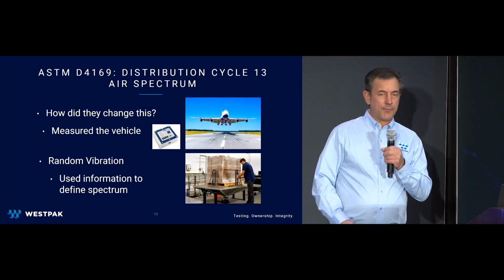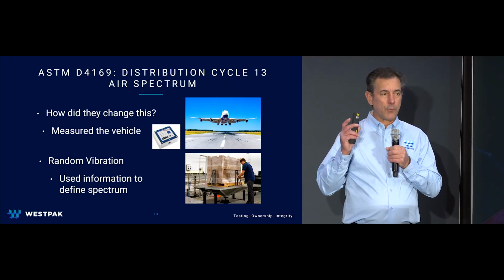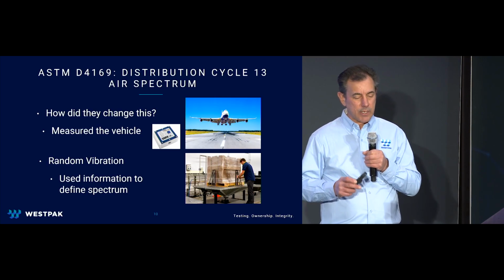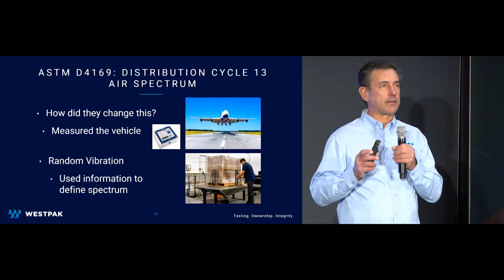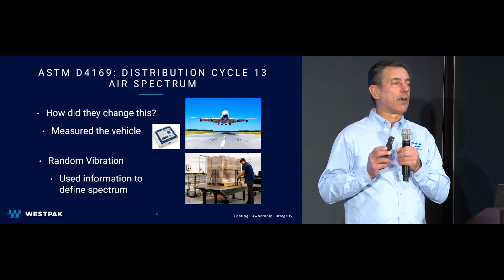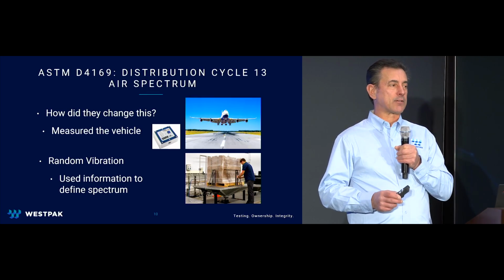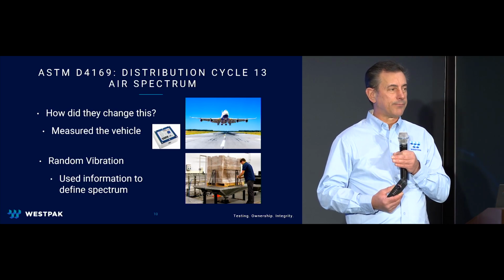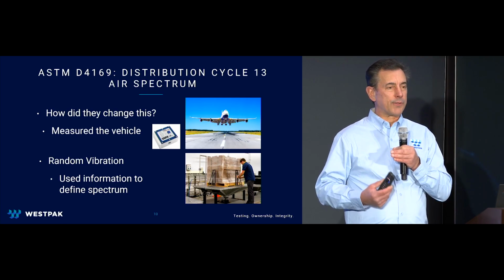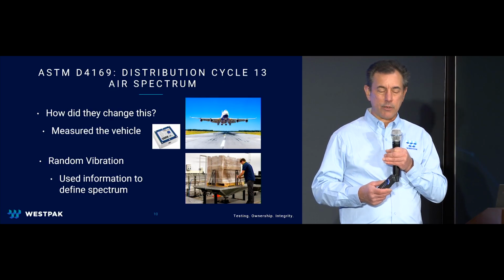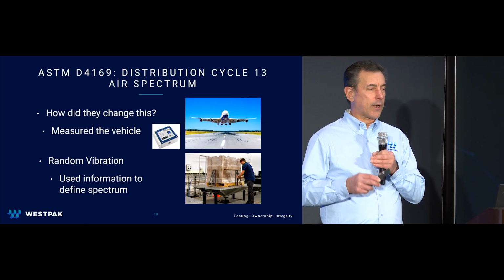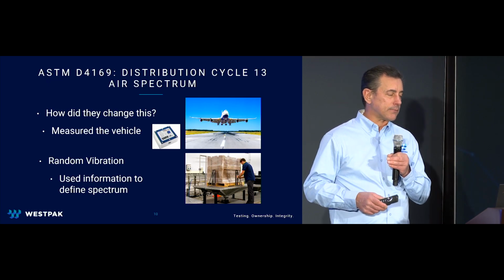So in D4169, we have distribution cycle 13. That's distribution cycle 13 and distribution cycle 12 are the ones that use the air spectrum. So those, the 13 is a single parcel going through air transport, and DC12 is for a pallet or palletized products.